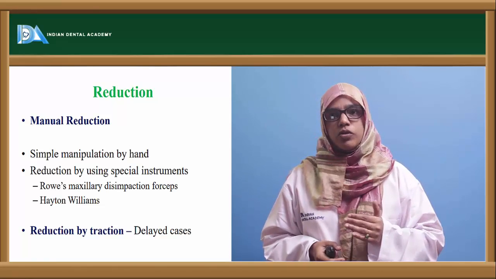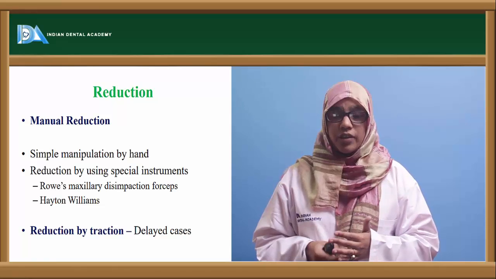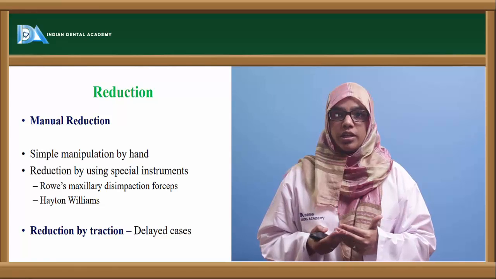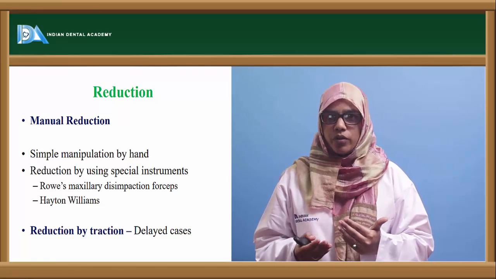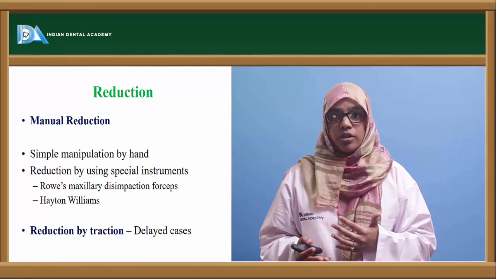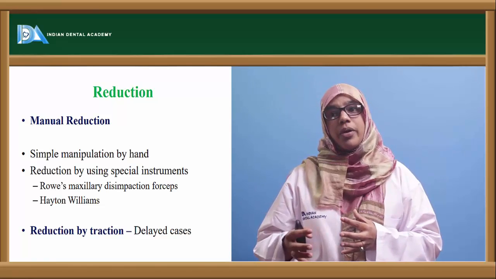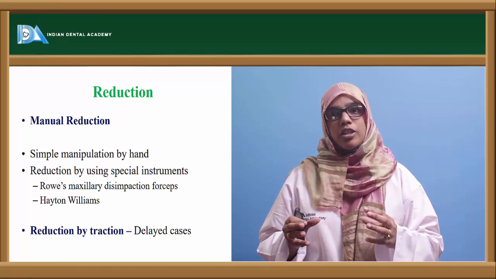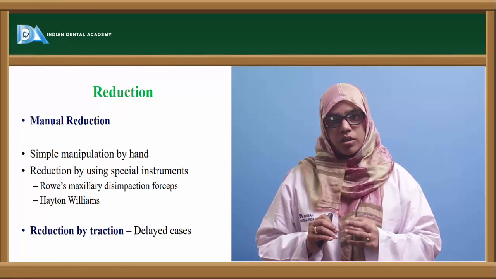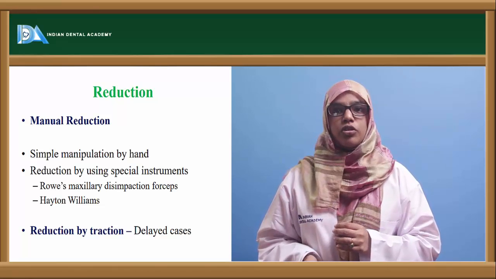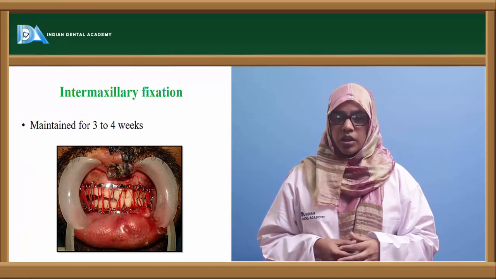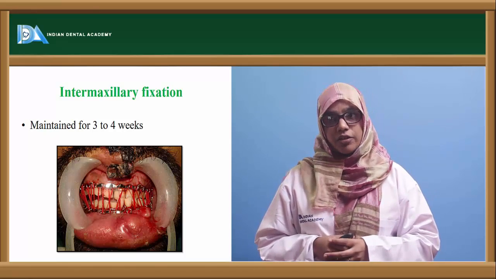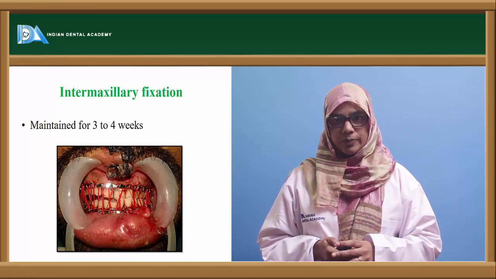Now, reduction can also be done with the help of traction. Now, these are done in delayed cases wherein the patient had come to you after 10 to 14 days. So there is some amount of fibrosis wherein you cannot do reduction. You have to do reduction by retraction, by putting elastics. Now, elastics will get the occlusion into a normal position. Once the occlusion comes to normal position, you will do intermaxillary fixation. Now, in case of maxilla, the minimum time that is required for intermaxillary fixation is 3 to 4 weeks.